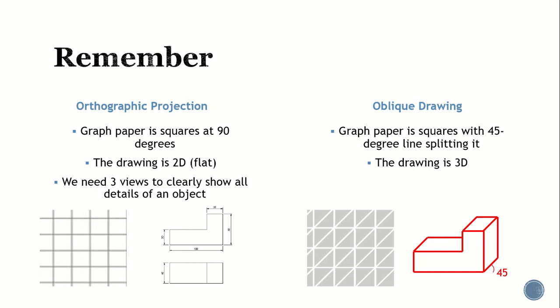Orthographic projections require 3 views in order for me to clearly show all the details of an object. If I don't have all the 3 views, I might miss some of the details. However, in oblique drawing, a single view is enough to show all of the details of an object.